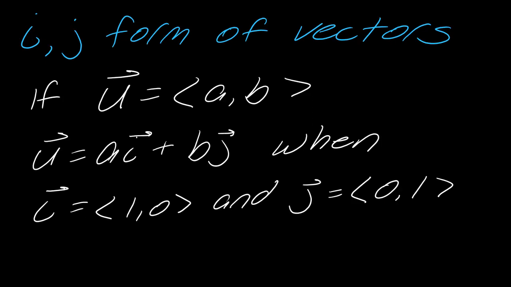Okay, so the last thing I want to tell you about is the ij form of vectors, because vectors get used all over the place. A lot of times when we refer to vectors, we have the ij form. So if I have a, b as my vector form, the ij form is a times the vector i plus b times the vector j. So these become numbers. I is the vector 1, 0, j is the vector 0, 1. Again, really common form of vectors.